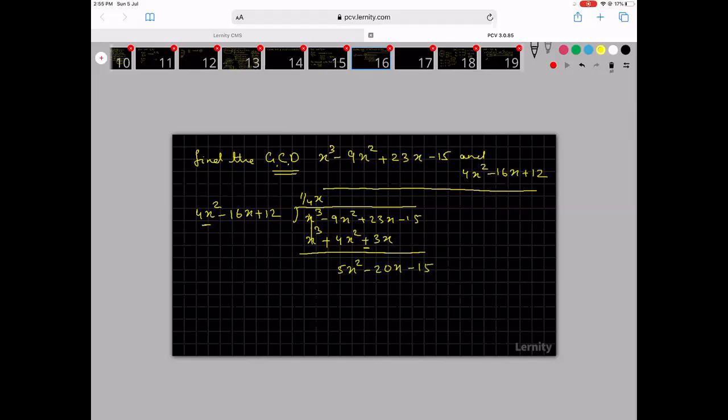Now again I will do, so I will get plus 5 by 4, since this is 4x square and this is 5x square. So it will become 5x square minus 20x minus 15. So there is no remainder here. So if there is no remainder here, this itself is the GCD between these two.